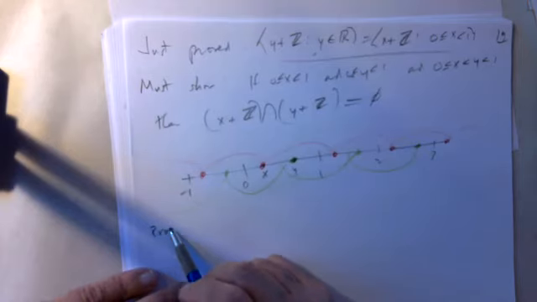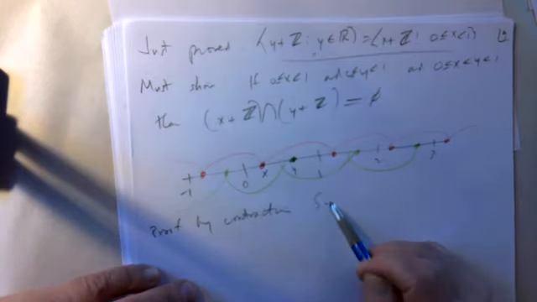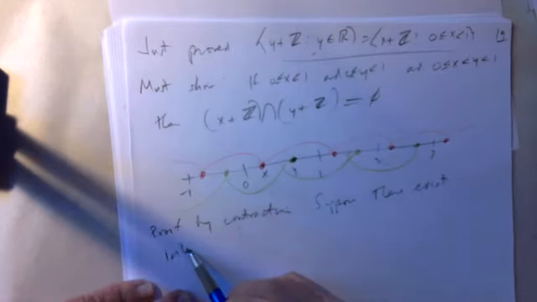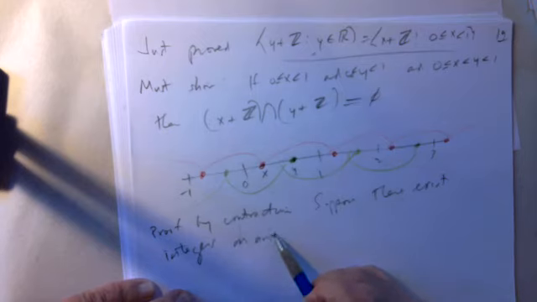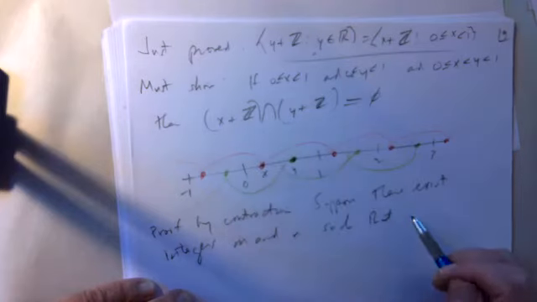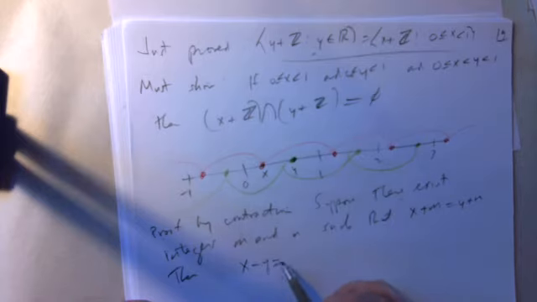So why is that? How do we write down a rigorous proof? So let's give a proof by contradiction. Suppose there exist integers m and n such that something in this coset, x plus m, equals something in this coset, y plus n. So then x minus y is equal to n minus m.